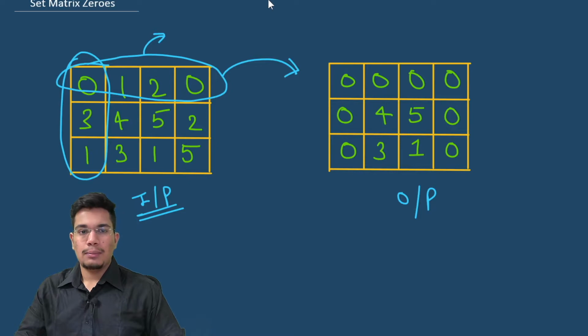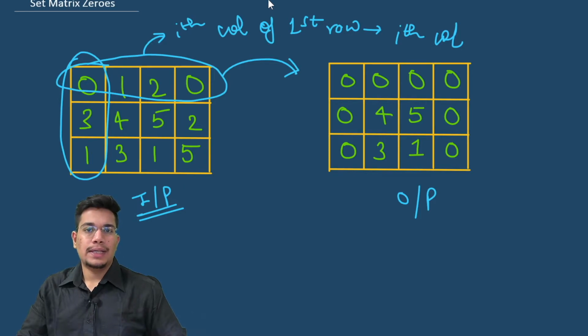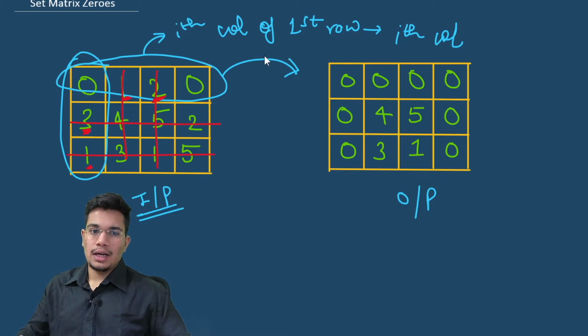Basically the ith column of the first row of the matrix will indicate whether I have to change the ith column of any cell of the matrix to 0. So for example, this particular cell is going to store the information of whether I have to set this entire column to 0 or not. Similarly, this cell is going to store the information for this particular column. And similarly, this one is going to store the information of whether I have to set this row to 0 or not, and similarly this one for this entire row. This is how we are using our original matrix itself as an extra container to store this information.